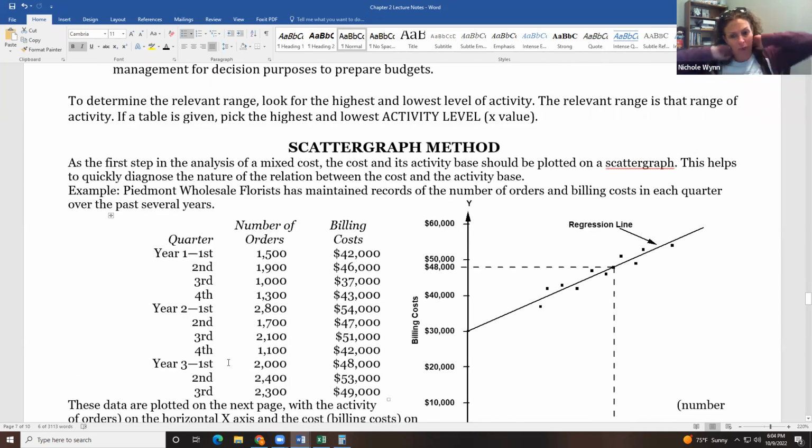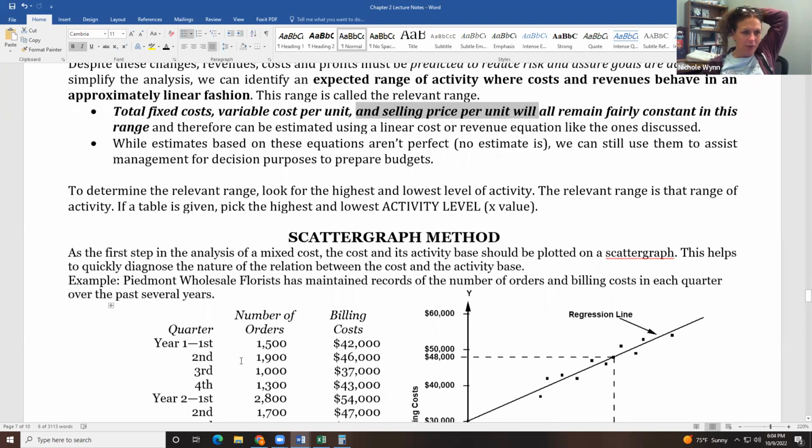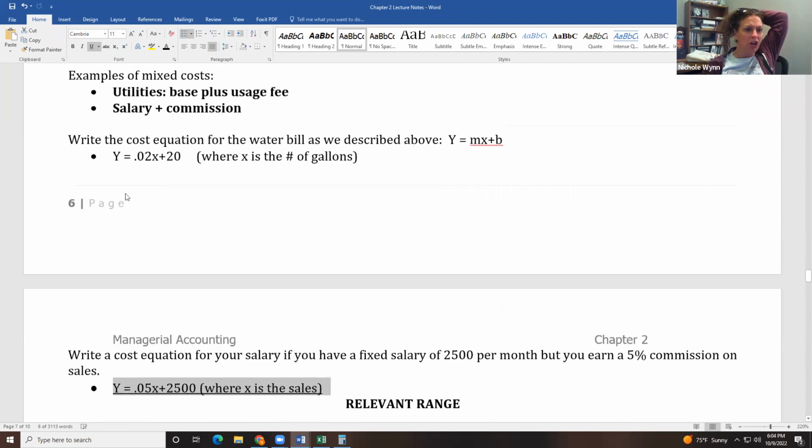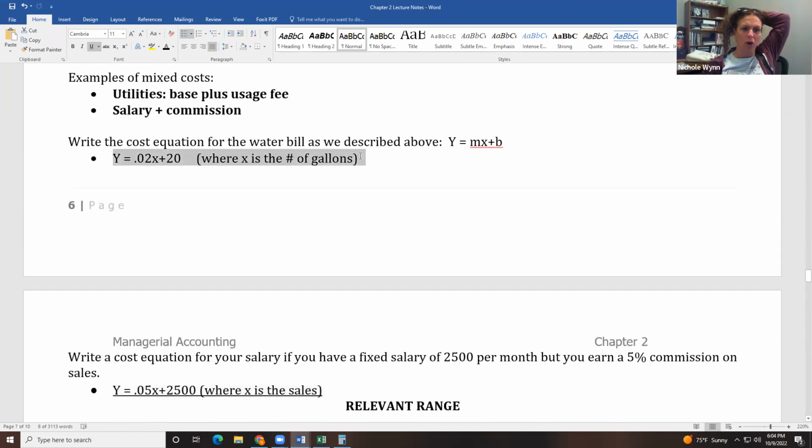Okay, so there are 3 different methods to come up with your y equals mx plus b. Our y equals mx plus b for our salary was here. Our y equals mx plus b for our water bill is here. But there are ways to do it.